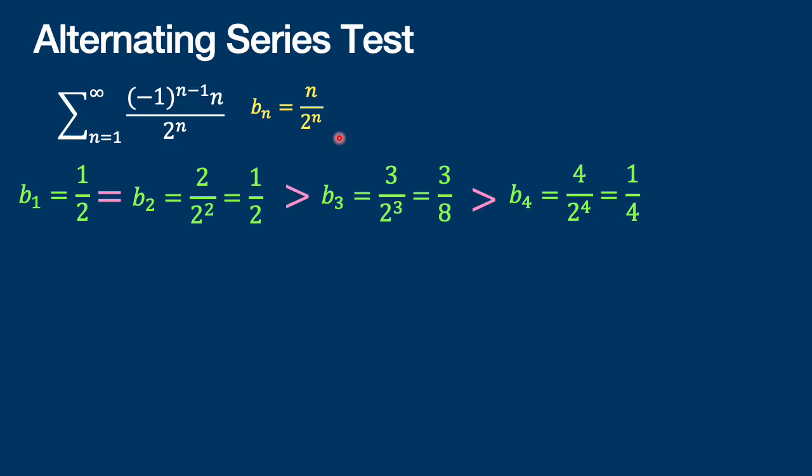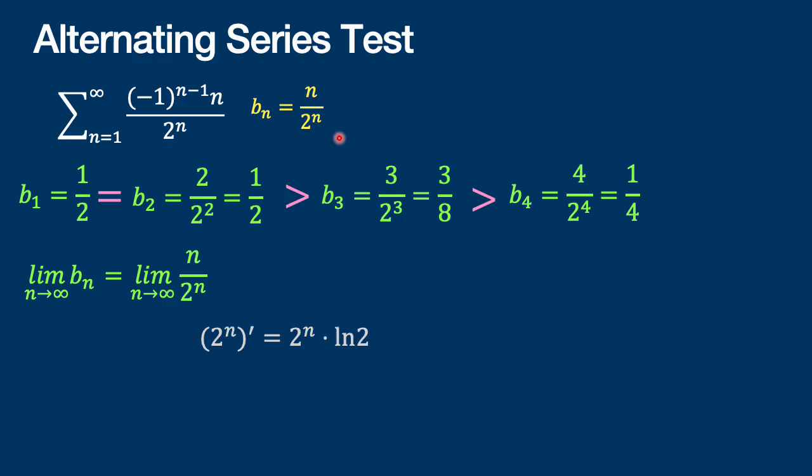One more thing you have to check: the limit of Bn. The limit of Bn is n over 2 to the n as n approaches infinity. The top is going to infinity, and the bottom is also increasing. You can use L'Hopital's rule. If you don't remember the derivative of 2 to the n, it's fine.